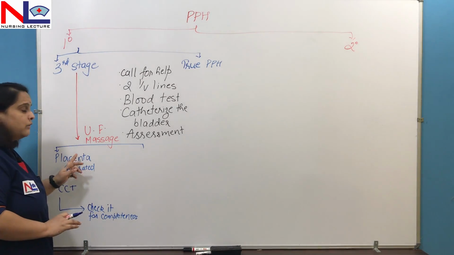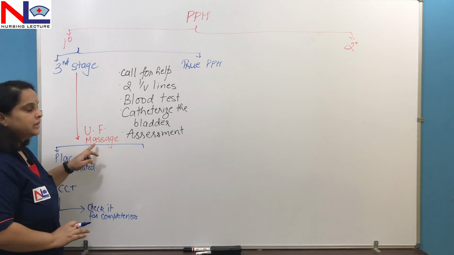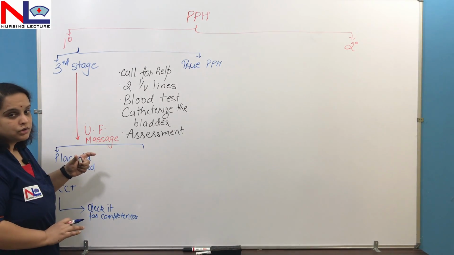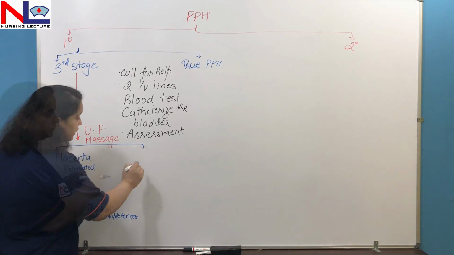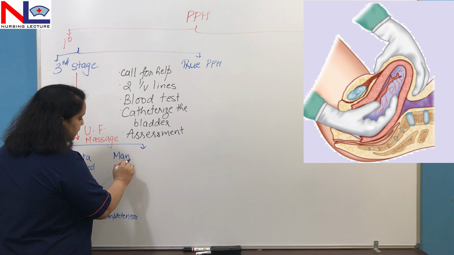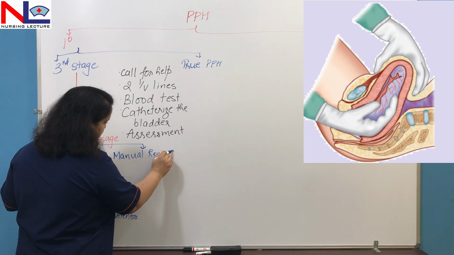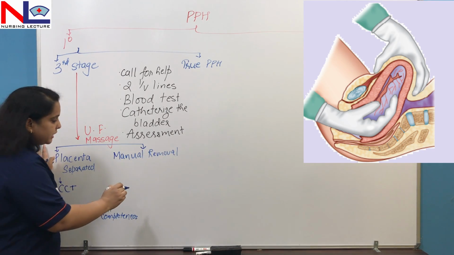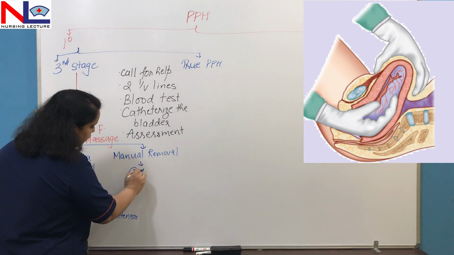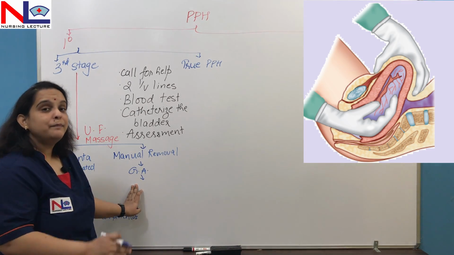So what we can do, if the placenta is not separated even after giving this continuous uterine massage, is try to manually remove it. We'll try its manual removal. This could be done under general anesthesia or deep sedation. So how can we manually remove this placenta?